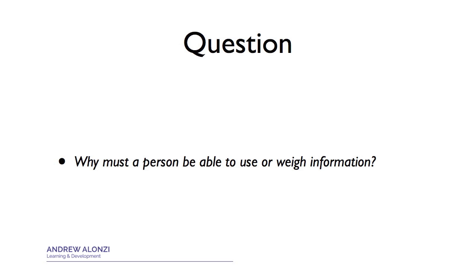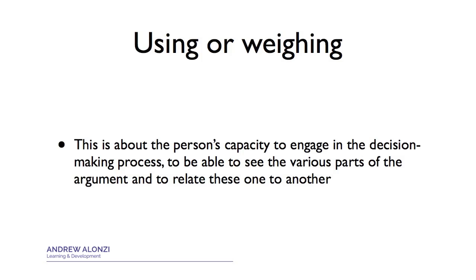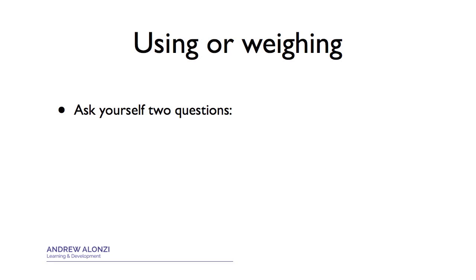Why must a person be able to use or weigh information? This is about the person's capacity to engage in the decision-making process, to be able to see the various parts of the argument and to relate these one to another. For example, someone may understand relevant information, but an impairment or a disturbance may stop her from using it. Or an impairment or disturbance could also lead someone towards a specific decision without really understanding or using the information she has been given. When assessing a person's ability to use or weigh relevant information, ask yourself two questions.